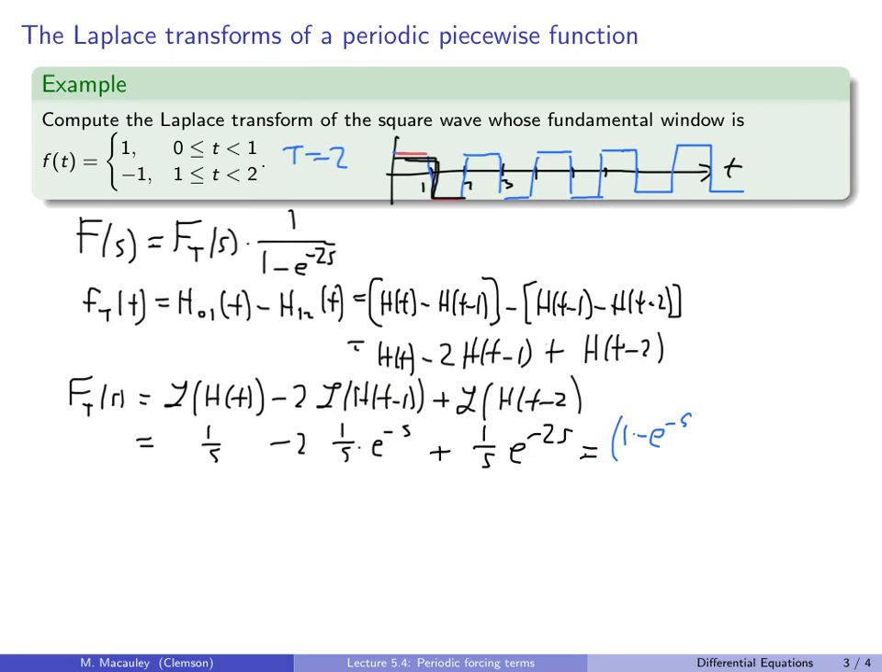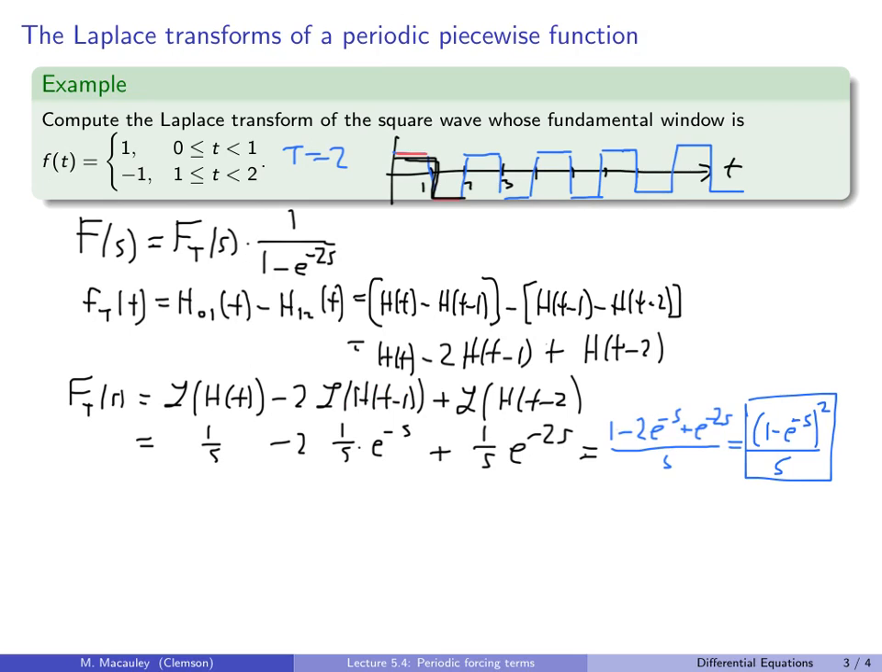Let's try this again. I think I'm trying to think too many steps ahead. So this is 1 minus 2 e to the minus s plus e to the minus 2s, over s. And yes, this is actually a square on the top. You don't really need it, but I think it'll be helpful to write this as 1 minus e to the minus s, squared, over s on the bottom. So this is the Laplace transform of the window.